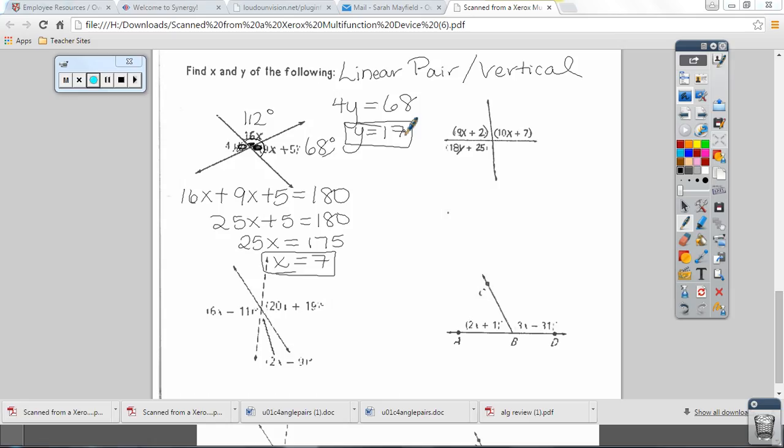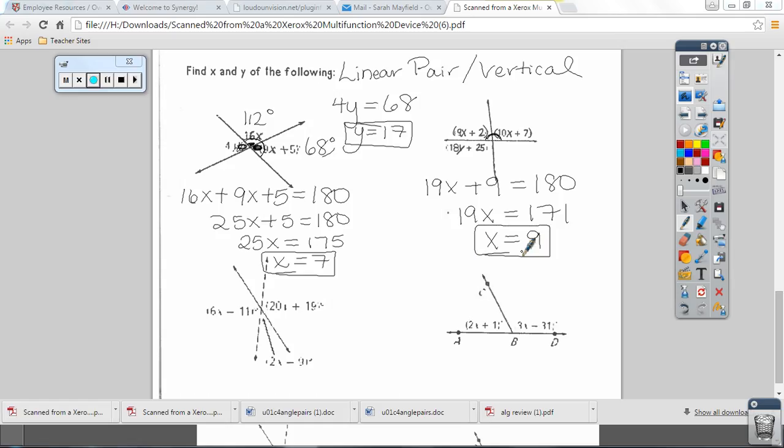Look at the next one. Where do I want to start? I want to start where my x's are the same. So notice these two angles, they both have x. What's the relationship about these two angles? They are a linear pair. What do I know about a linear pair? They equal 180 degrees. So I'm going to add these up. If you want to add it up in your head, go for it. 19x plus 9 equals 180. So now I have 19x equals 171. x equals 9.